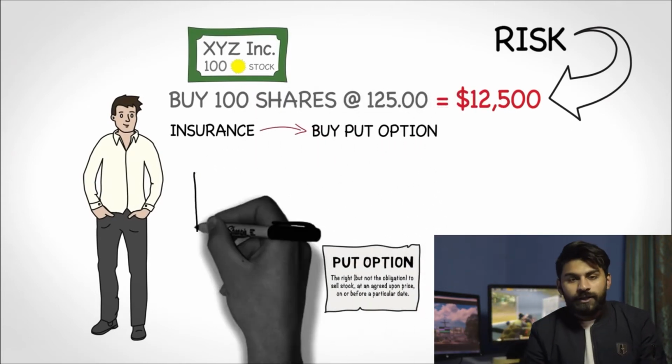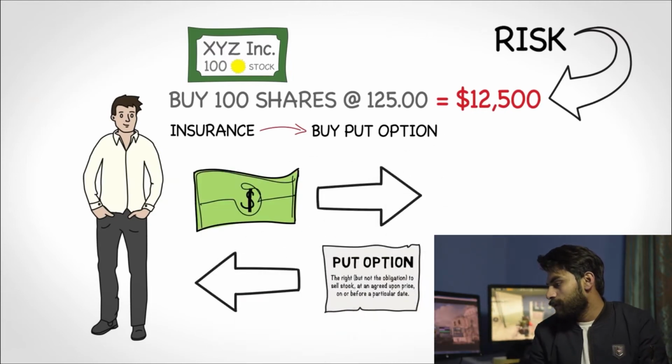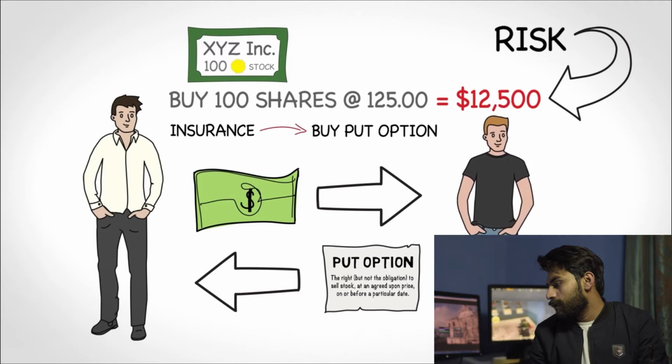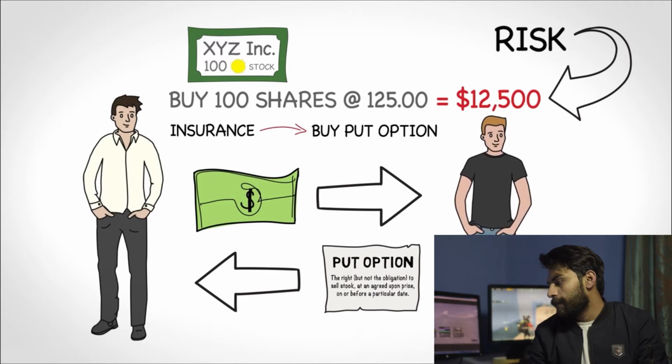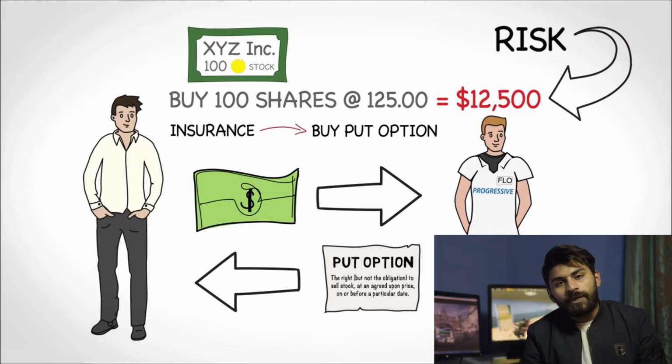Simple enough, right? Now, if you bought an option, someone had to have sold it to you. But who? The answer is any other trader who is willing to be paid to take on your risk, just like an insurance provider.